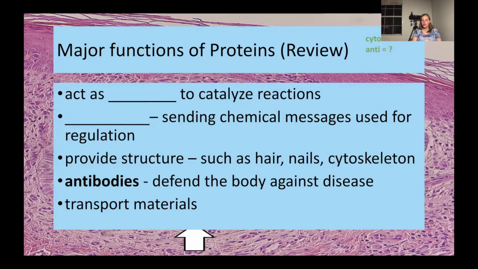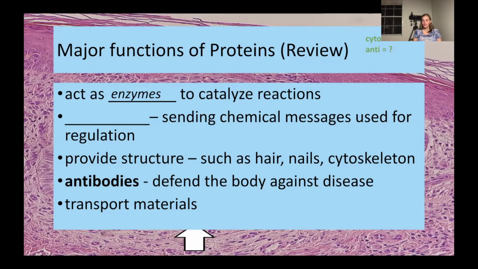The number one function I want you to remember for proteins is that they act as enzymes, which catalyze reactions. This means that they're going to speed up reactions by lowering their activation energy so that the reaction can happen at body temperature instead of some outrageously high temperature that it might need outside of the body. Enzymes fit with their substrate or reactant like a lock and key, and so each enzyme can only do one type of chemical reaction.